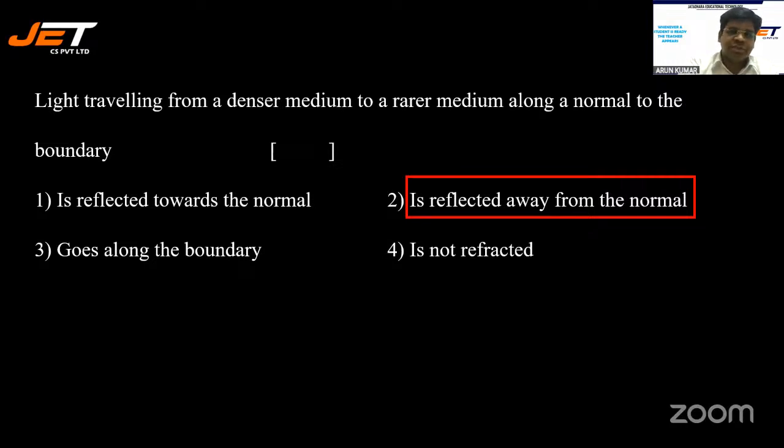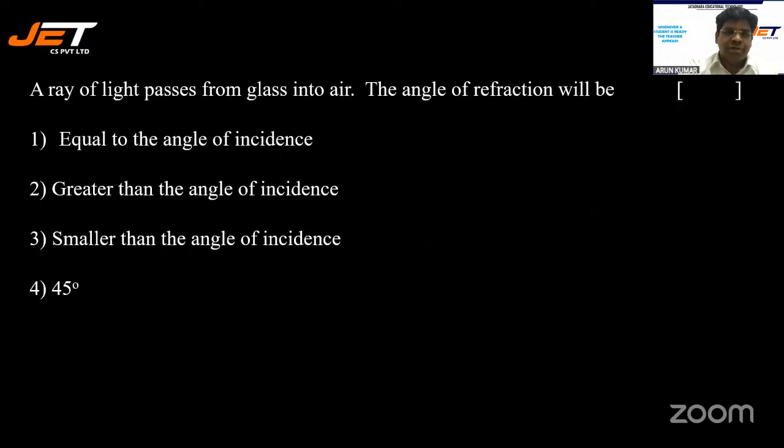All right, my bad, students. The option is wrong here. It's supposed to be undeviated. Fourth option. A ray of light passes. Yes, Satya is right. Charanya is right.